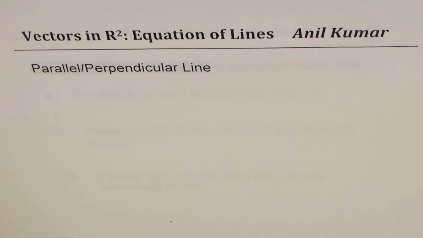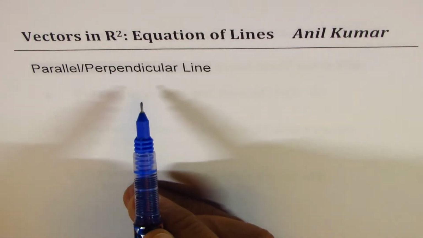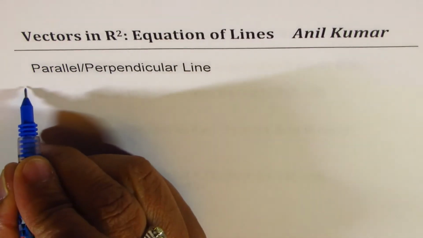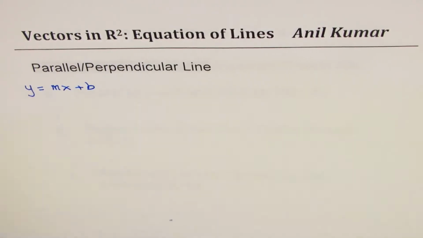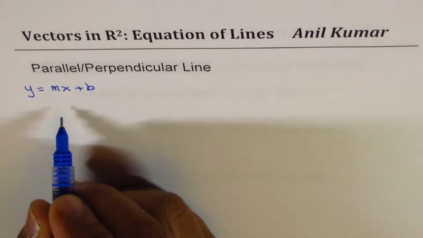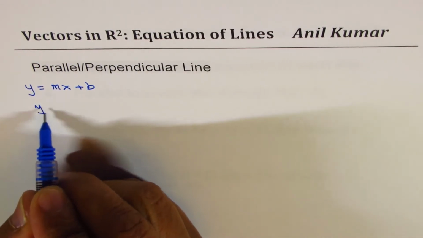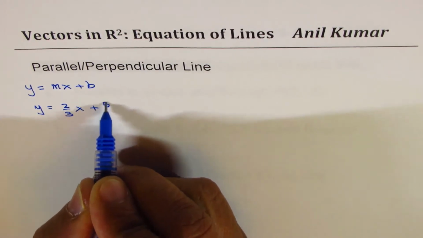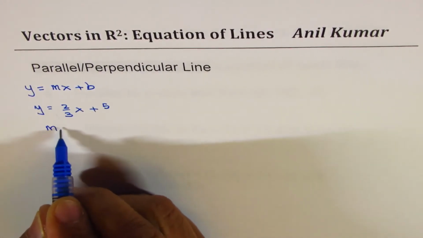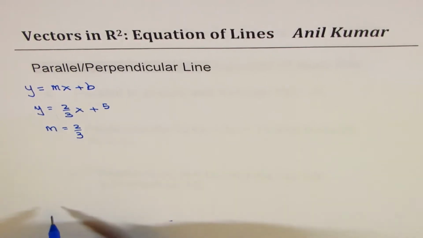I'm Anil Kumar, and in this video I'm going to discuss parallel and perpendicular lines in detail with a couple of examples. Let's first talk about what we know about lines from previous classes. We have been seeing this equation y = mx + b, where m is the slope. So if I have the equation y = 2/3 x + 5, then we know that the slope m is 2/3.